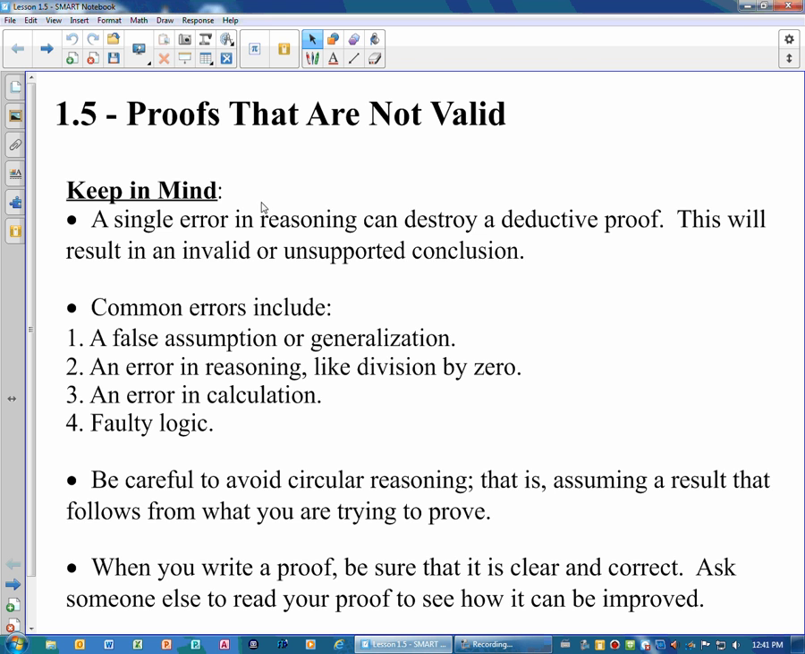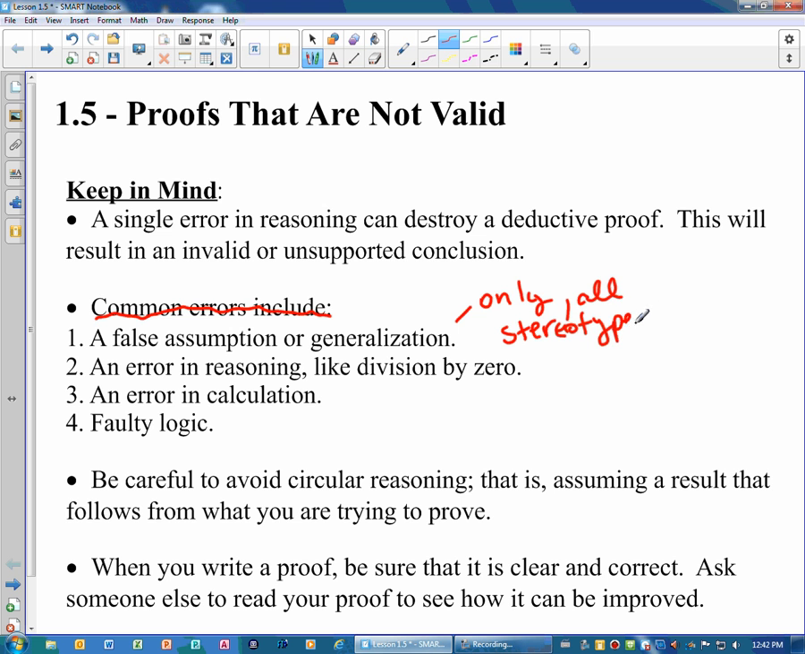Common errors to look for in proofs. Okay, so it's sort of the common errors that you can look for. Number one, a false assumption or generalization. Look for if they say only or all. All things have to be this way, because you can probably find a counterexample that isn't. If they use stereotypes, like all women like to cook, for example, or all men like to build things. Those are the kind of things that you're looking for in a false assumption or generalization. That's the first kind of error.